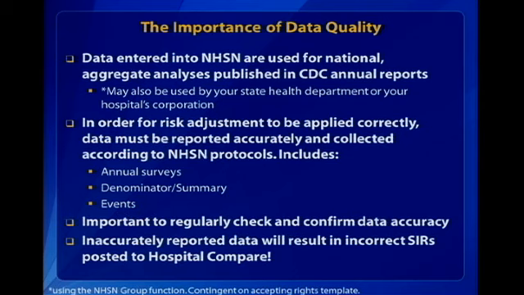In order for the risk adjustment to be applied correctly, your data must be reported accurately and collected according to NHSN protocols. This includes the annual surveys, the denominator and summary data, and the events. So it's important on a regular basis that you are checking and confirming your data quality in NHSN, and any inaccurately reported data will result in incorrect SIRs posted to Hospital Compare.